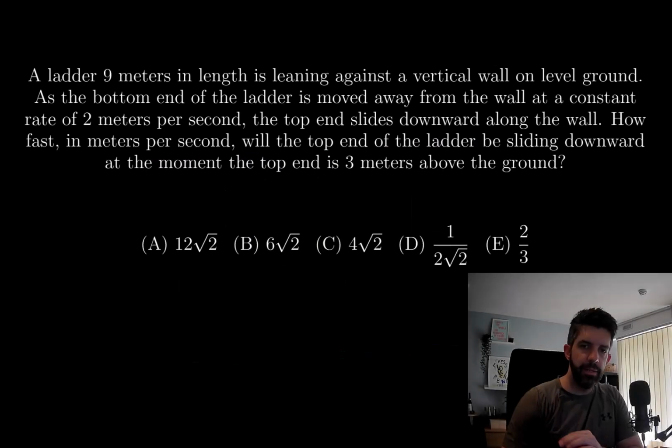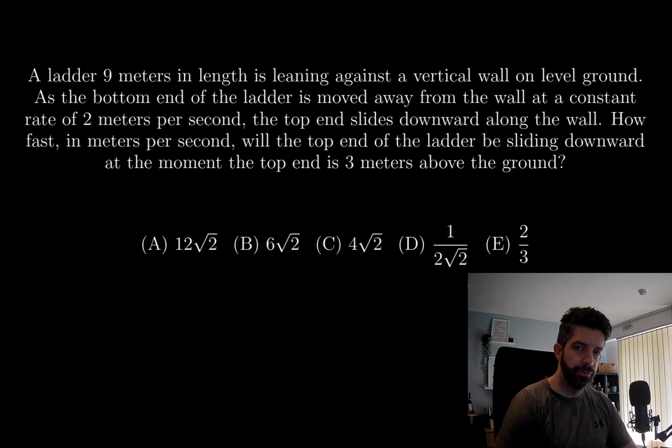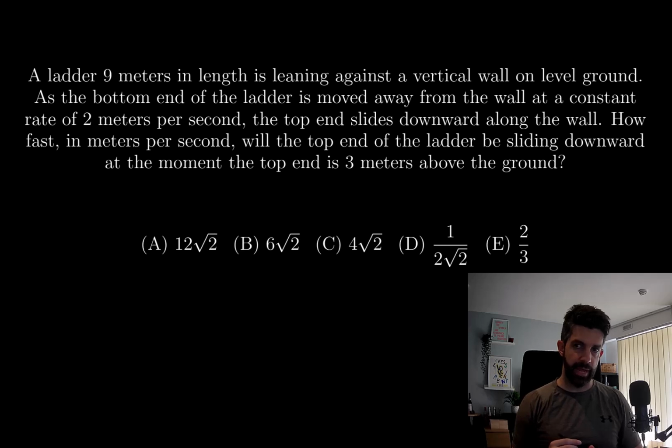A ladder 9 meters in length is leaning against a vertical wall on level ground. As the bottom end of the ladder is moved away from the wall at a constant rate of 2 meters per second, the top end slides downward along the wall. How fast, in meters per second, will the top end of the ladder be sliding downward at the moment the top end is 3 meters above the ground?